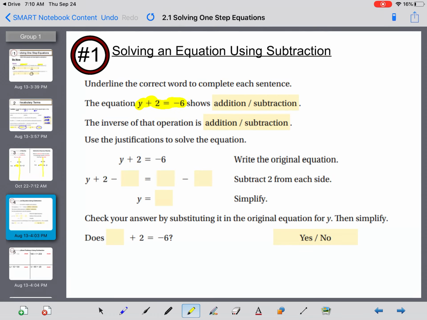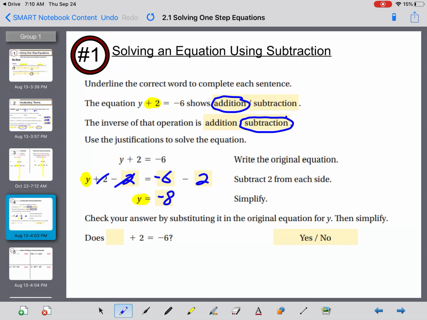Solving an equation using subtraction. The equation y plus 2 equals -6. Well, that shows addition by 2. The inverse, or the opposite of that operation, would be subtraction. Therefore, we're going to bring our -6 down, and to isolate y, I'm going to subtract 2 from both sides. Our 2's cancel, and we're left with y equals, our variable is isolated, and -6 minus 2 makes -8.